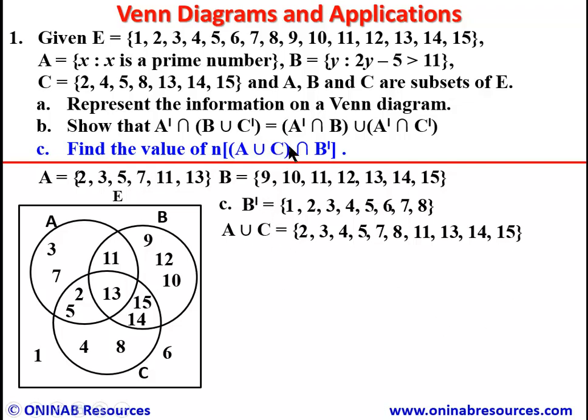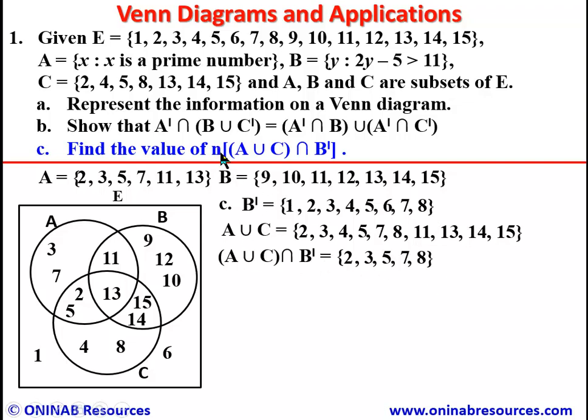So we now go ahead to say A union C intersecting with B prime. So intersecting B prime and this, so we have 2 here, 2 here, 3 is here, 3 is here, 4 is here, 4 is here, 5 is here, 5 is here, 6 is here, 6 is not here. We have 7 here, 7 here. So we have 7. 8 is here, 8 is here. We have 8. And that is all.